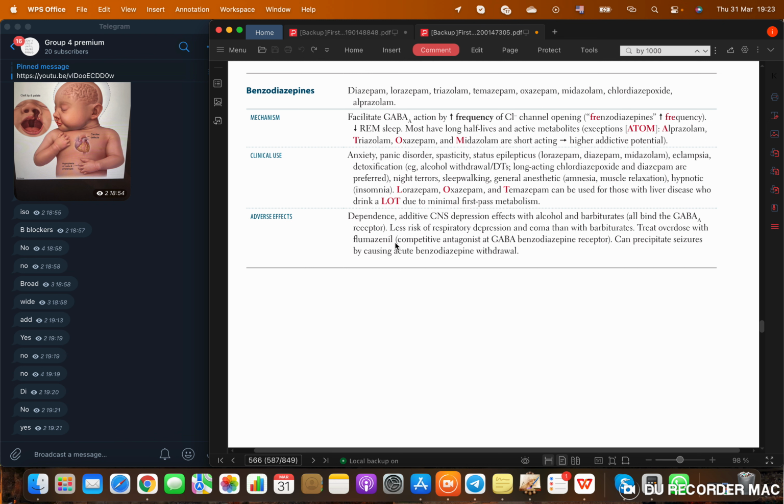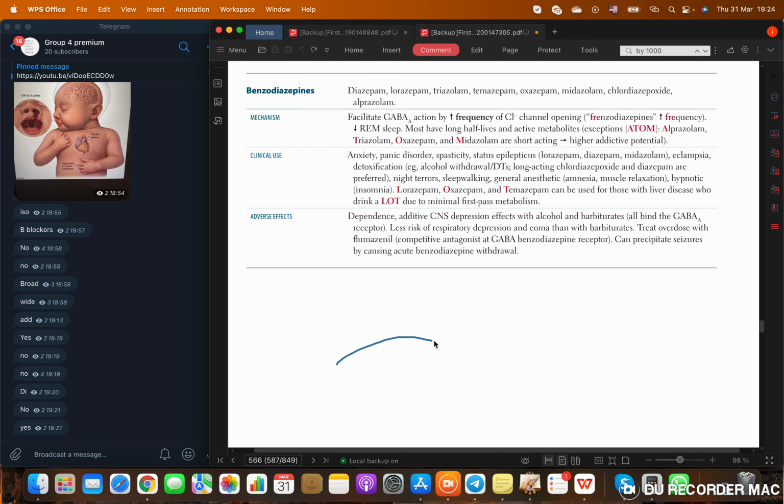All bind to the GABA receptor. Less risk of respiratory depression and coma than barbiturates in this case. Okay, so there is less risk of this medication killing you than barbiturates. Also less dependence. Still, it can lead to dependence, but less likely. You can treat the overdose, so it's more safe, with flumazenil, which is a competitive antagonist for the GABA benzodiazepine receptor. So basically, it prevents the function of the benzos. It can precipitate seizures by causing an acute benzo withdrawal.